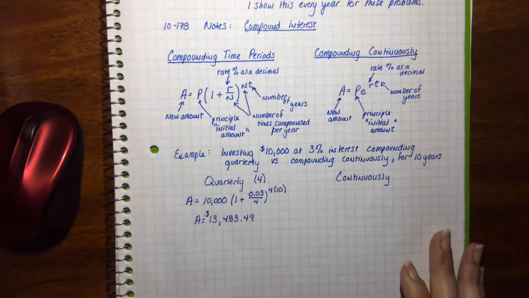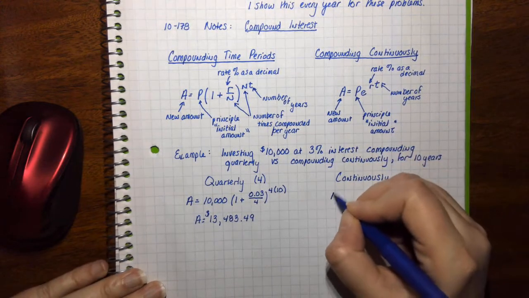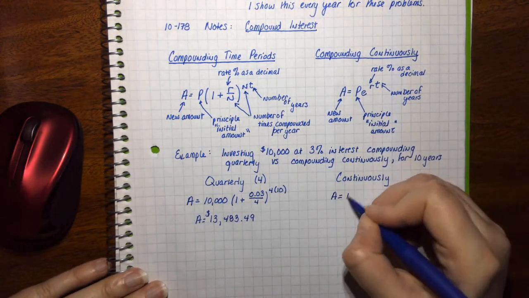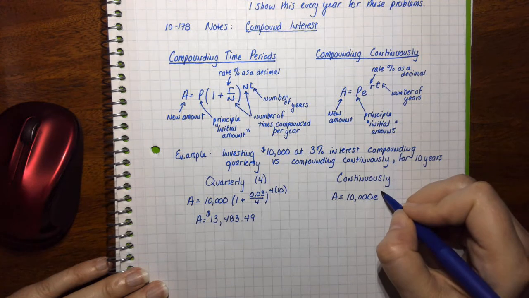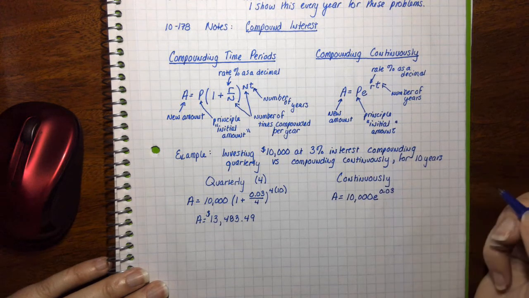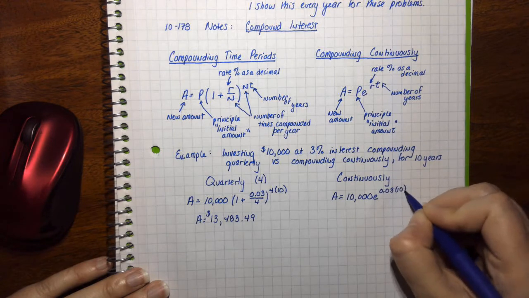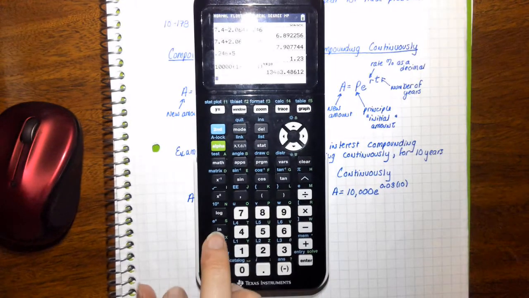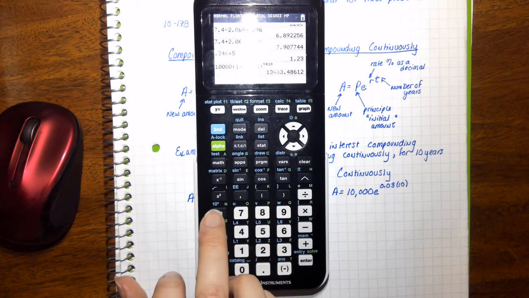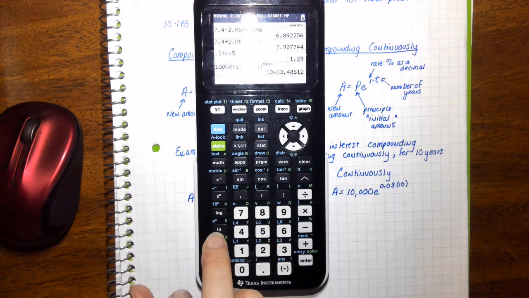Okay, now here's continuously. A equals, P is principal, that's the same as the previous problem, $10,000. E to the R is 0.03 times 10 years. Okay, the E button is located down here above the LN. So you see log, we've been using that, and 10 to the x is its inverse. So now you have natural log, and e to the x is its inverse.